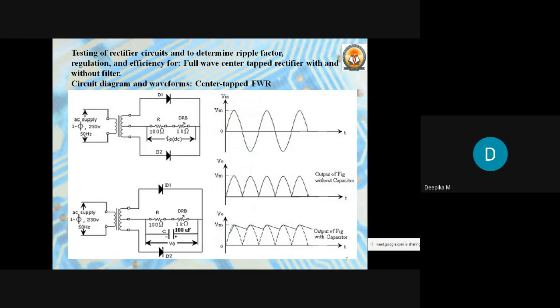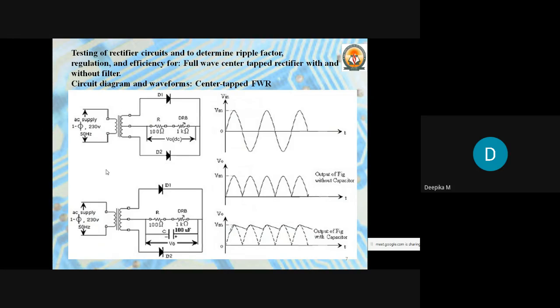Then actually we are going to measure the voltage. Then we are going for the calculation part. So this is the sinusoidal wave from the input. This is the sinusoidal wave we are having, and by this diode action we'll be obtaining this output.